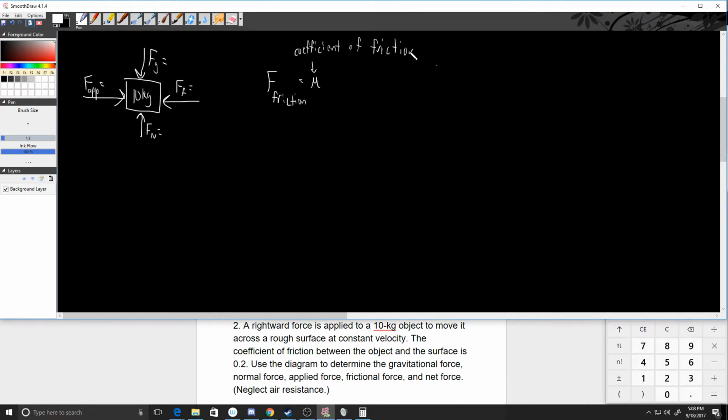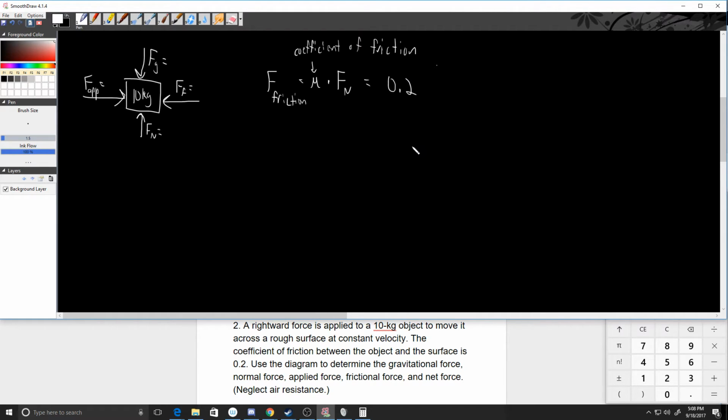That coefficient of friction is different for different surfaces, depending upon the roughness, even at the molecular level. Really, though, the force of friction is just that coefficient times the normal force. However much gravity is pulling down, or pushing up, I should say, that increases our friction. So in this case, they say that the coefficient of friction is 0.2.